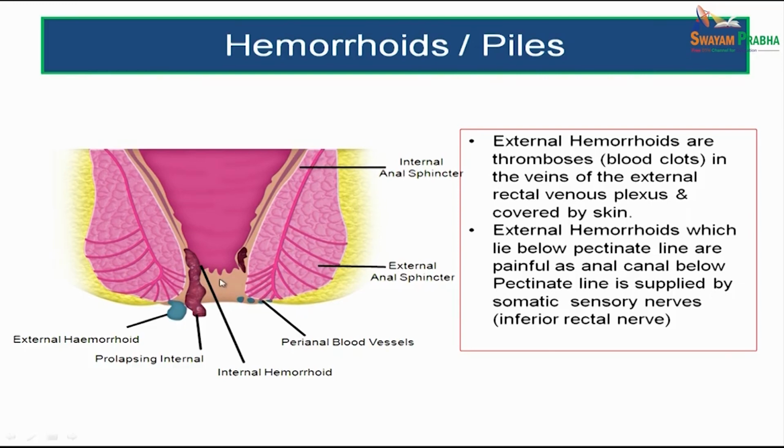There is also one more condition called external hemorrhoids. We have been talking about internal hemorrhoids. Now, external hemorrhoids are thrombosis or clots in the veins of the external rectal venous plexus and they are covered by skin. External hemorrhoids lie below the pectinate line and are painful because they are supplied by the somatic sensory nerves, that is the inferior rectal nerve.